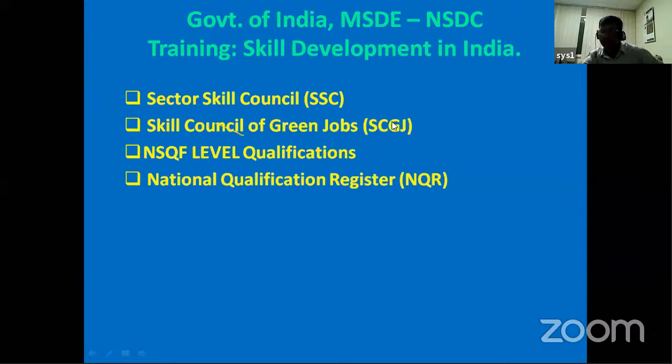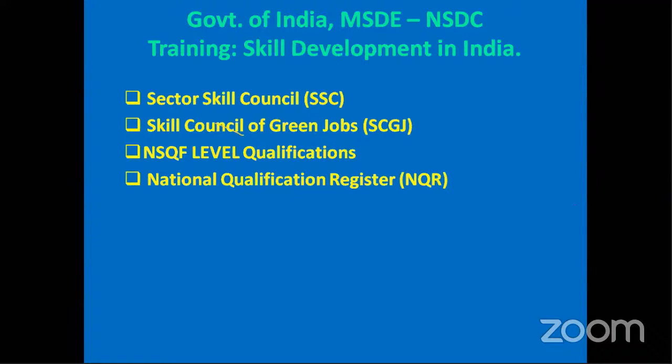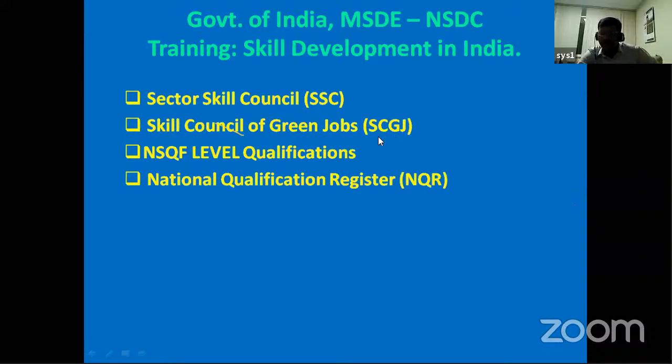See, in this you have a lot of job roles, because in each and every job role you can start a startup or a business. This is the Skill Council for Green Jobs. Green jobs means solar, wind, and water, wastewater, waste products. With the help of that, you can generate this.